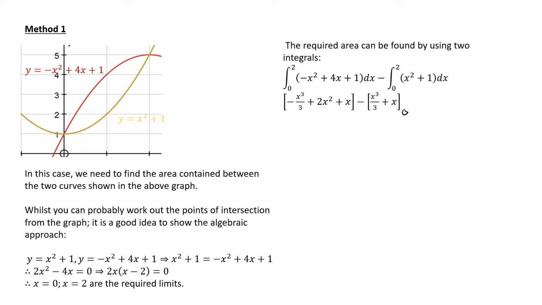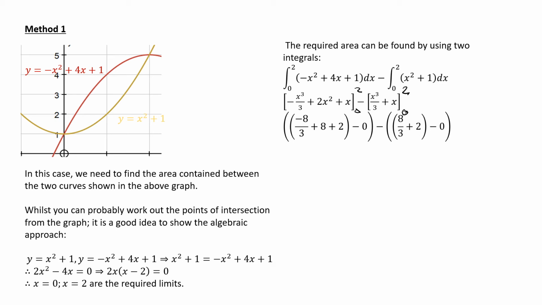For some reason, PowerPoint won't allow me to put limits on square brackets, so I've scribbled them in, but for some reason one of them isn't behaving itself. So my integration of minus x squared plus 4x plus 1 will give me minus x to the 3 over 3 plus 2x squared plus x between the limits 2 and 0. And my integration of x squared plus 1 will give me x cubed over 3 plus x between 2 and 0. Now I've got my limits in.